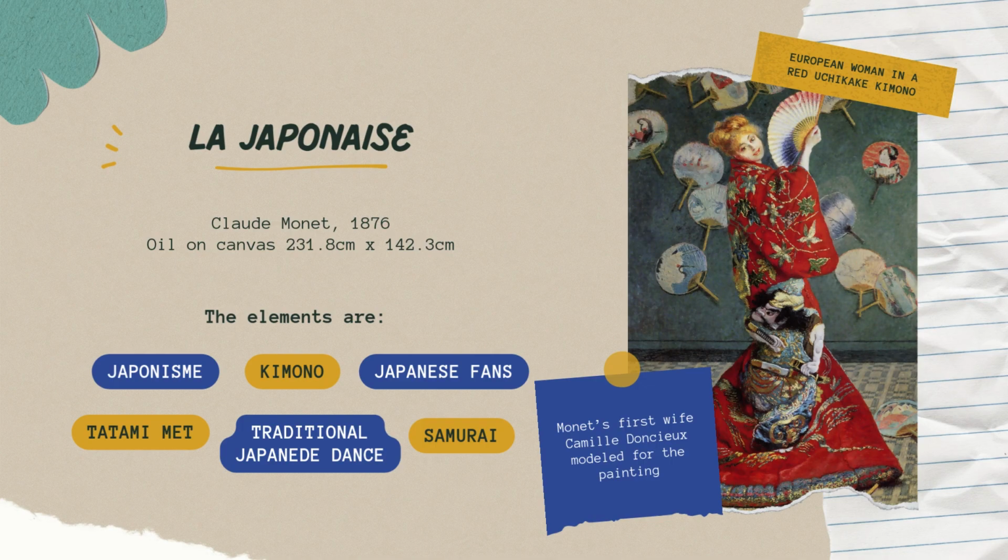And the full-length portrait depicts a European woman in a red kimono standing in front of a wall decorated by Japanese fans. Monet's first wife, Camille, was the model in the painting. And the painting was first exhibited in the Second Impressionist exhibition of 1876, and it is now exhibited at the Museum of Fine Arts in Boston.